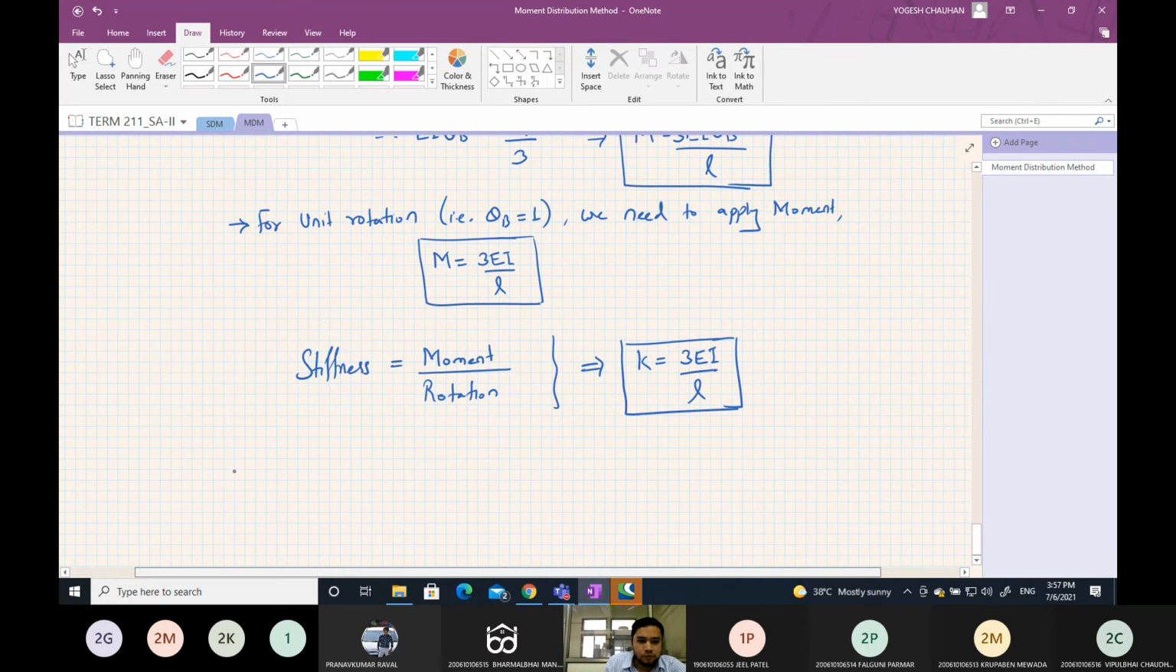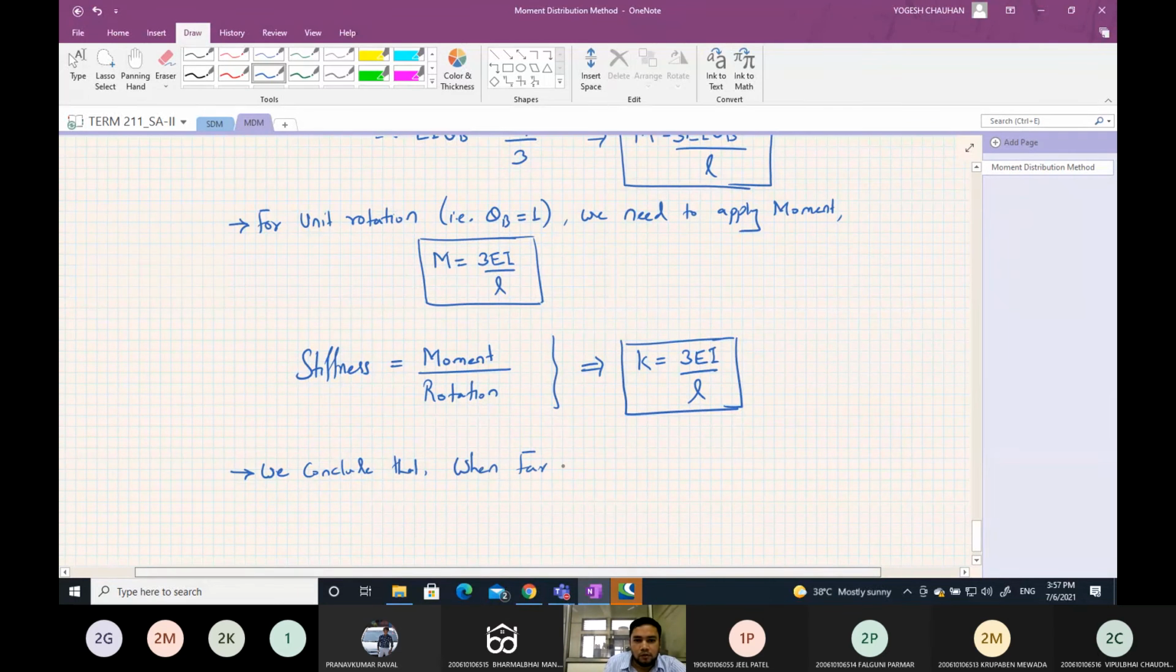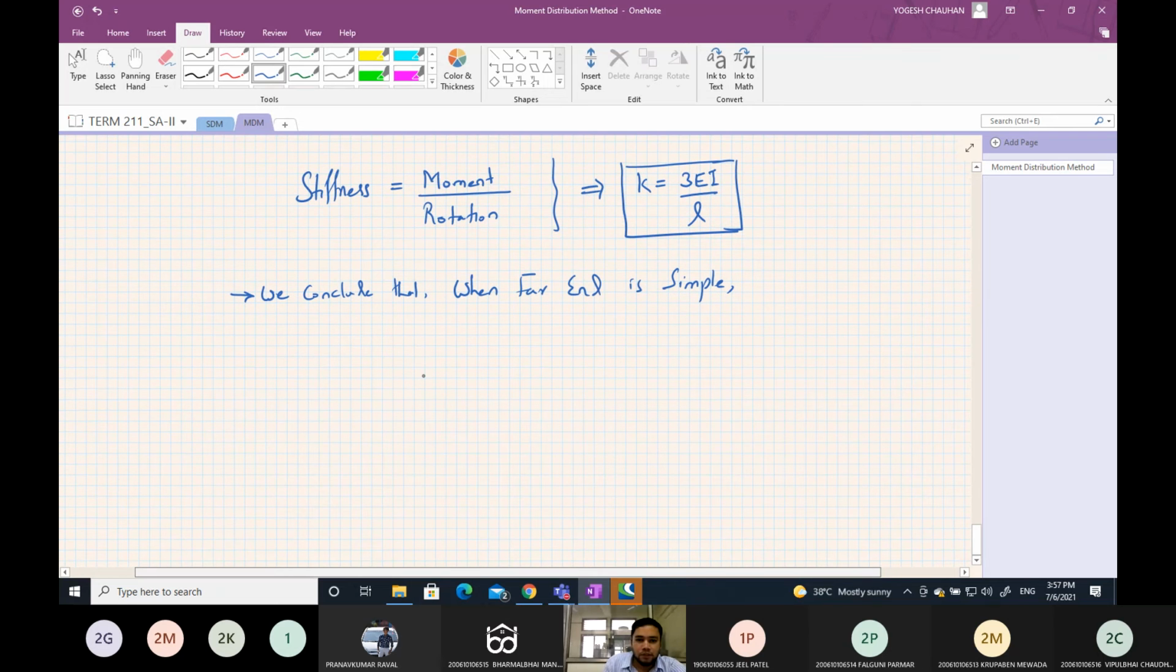So we conclude that when the far end is simple or hinge, the stiffness is given by 3 EI by L, and the carryover moment at A is equal to 0. Okay.